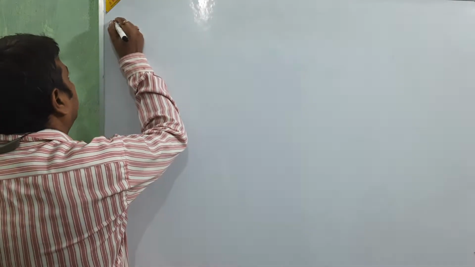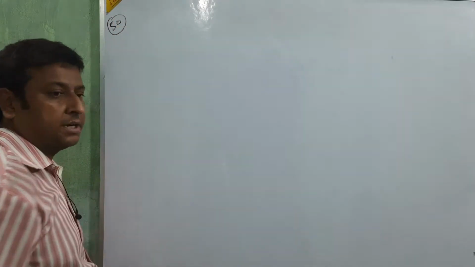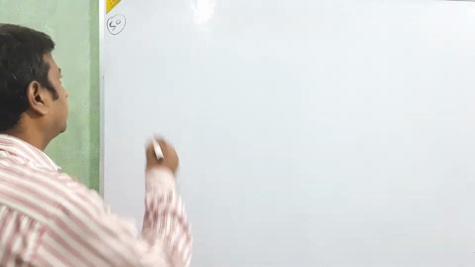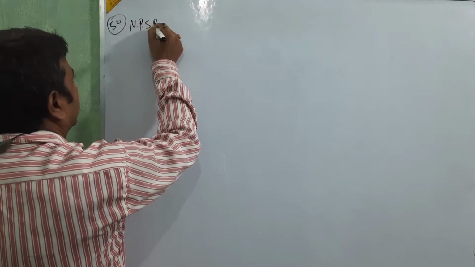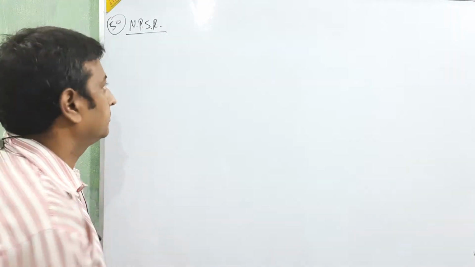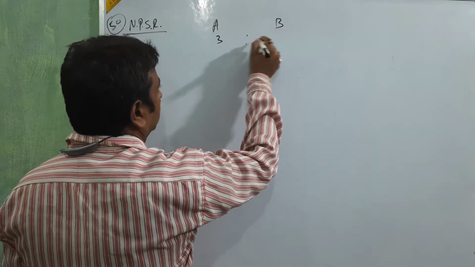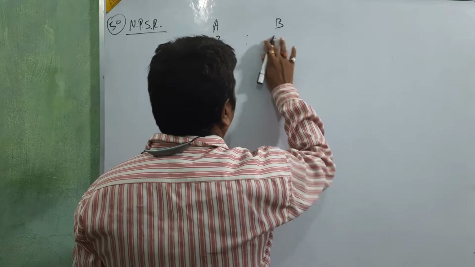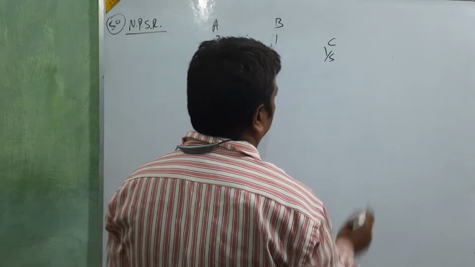That is question number 50, I am going to start. First we are going for the new profit sharing ratio. Read the question. A and B were partners sharing profits and losses in the ratio of 3:1. On 1st April 2018, they admit C as a partner on the following terms.